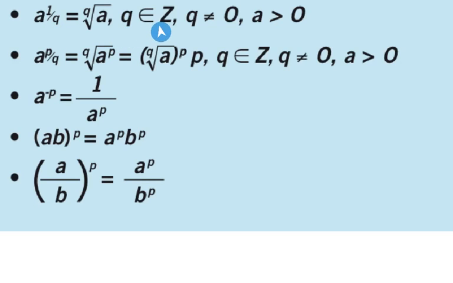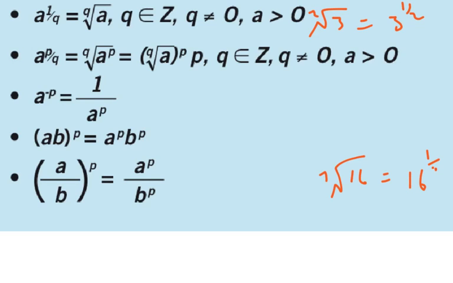But q is an integer, so this number here on the bottom is an integer. So it's a whole number, positive or negative. But it's not 0, and a is greater than 0. So you're going to get things like the square root of 3 is equal to 3 to the power of a half. Or another example might be, I'll do it down here, say the 7th root of 16, that's equal to 16 to the power of 1 over 7.